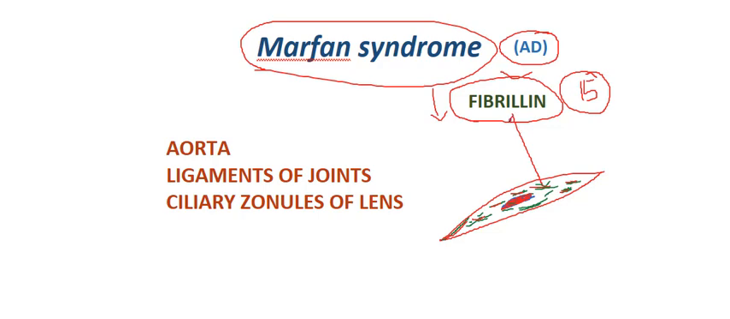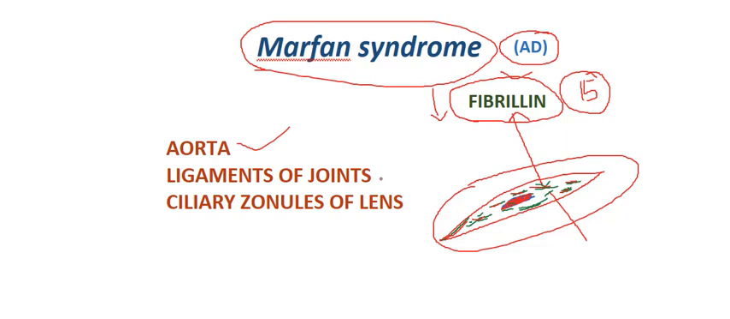These microfibrils are rich in fibrillin. A defect in fibrillin causes defective function of this elastic fiber. All elastic fibers will be defective. These microfibrils containing fibrillin are mainly distributed in the aorta, ligaments of joints, and ciliary zonules of the lens.